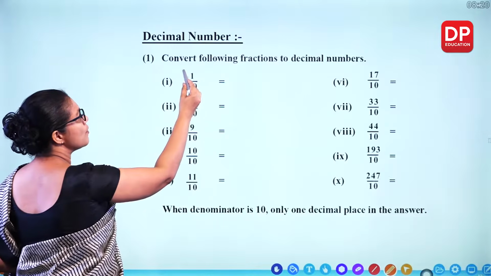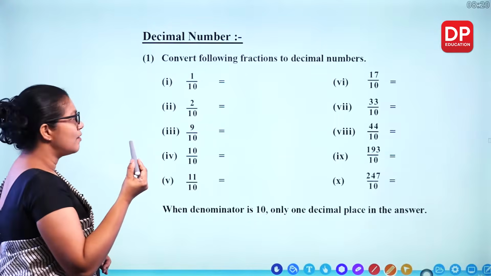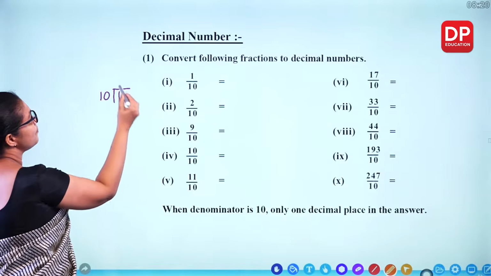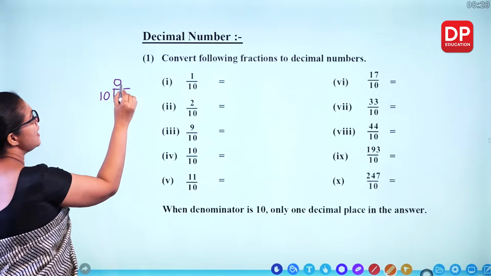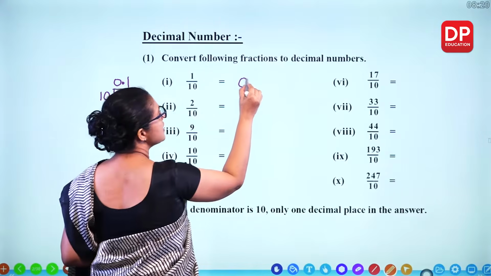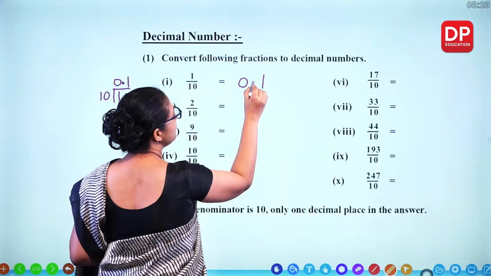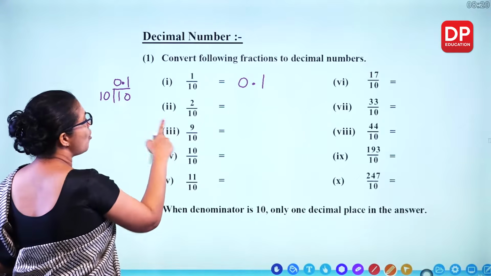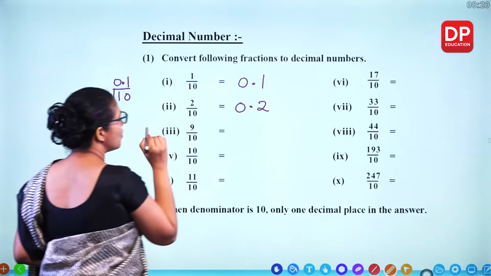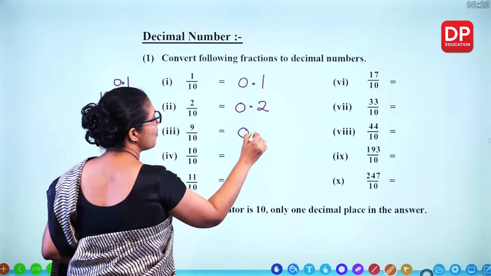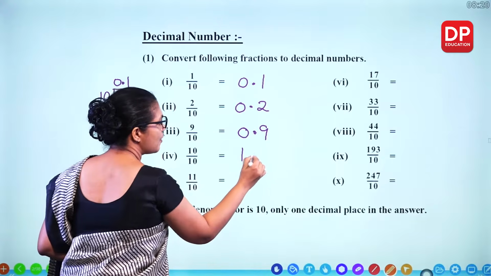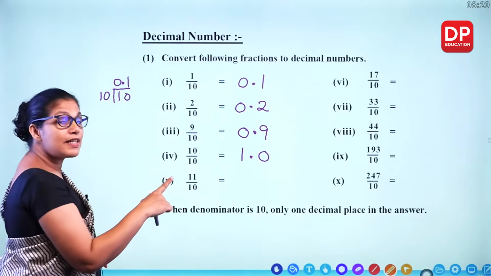This is long division, 1 divided by 10. When you divide 1 by 10, you get 0. Here for 10, that's 1. So you put a decimal point there, 0.1. 2 over 10, you can write 0.2. 9 over 10, 0.9. 10 over 10, you get 1. I can write 1.0.